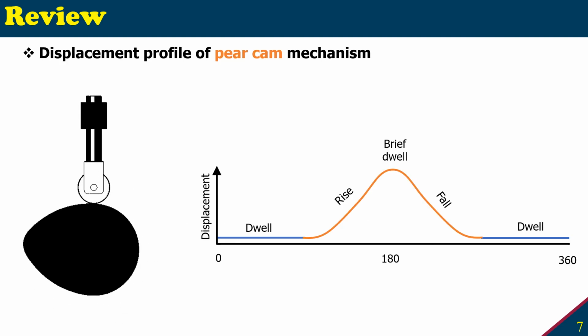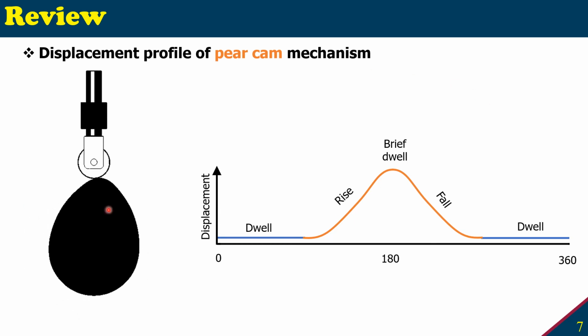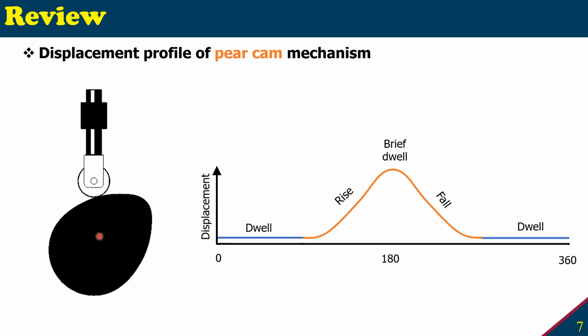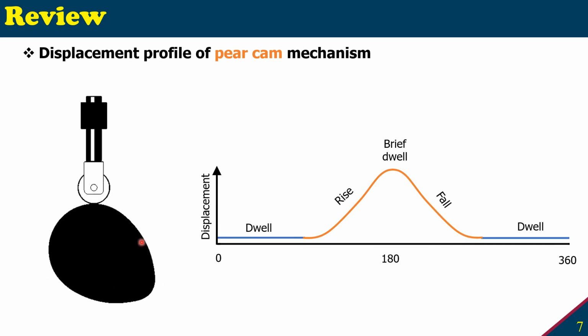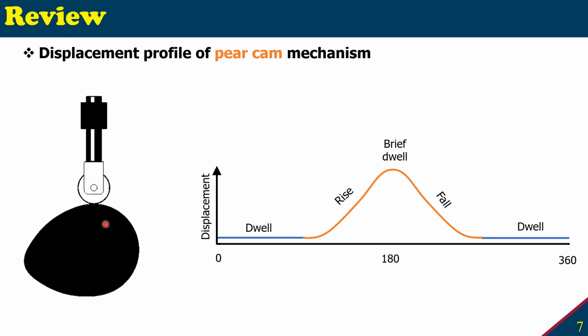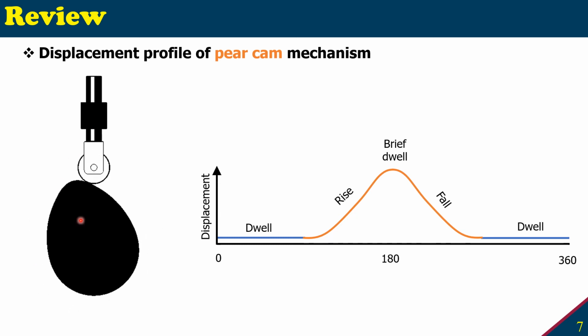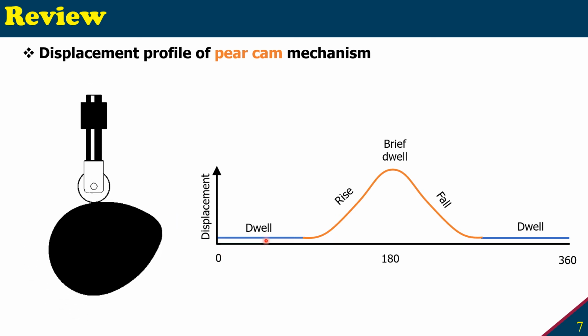So the first one that we're going to study is the pear cam mechanism. It is called a pear cam because it has a pear shape, and you see it is circular on one side and kind of oval on the other side. So if we start at 0 degrees from the middle of the circular side, when the circular side is hitting the roller, it is not pushing upward, only the oval part is pushing it upward and downward. So that's why we'll have dwell time at the beginning and also dwell time at the end, and in the middle you will have rise and fall.